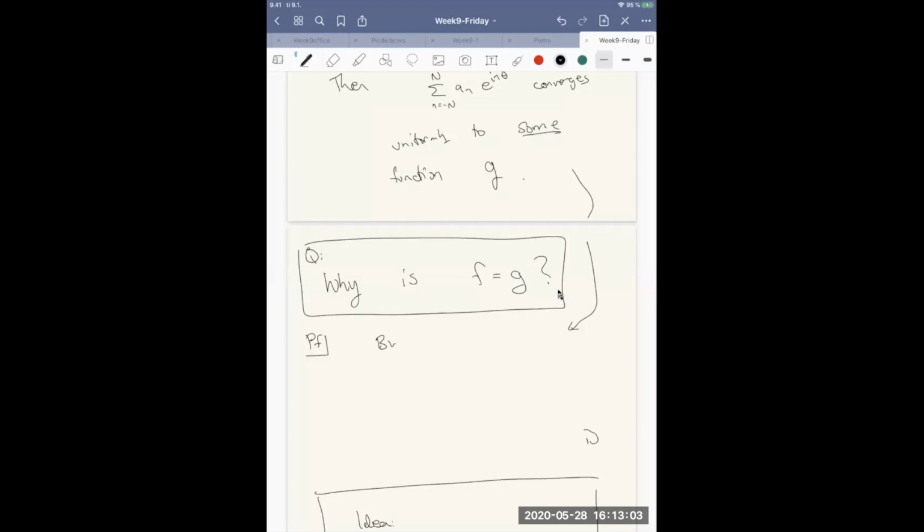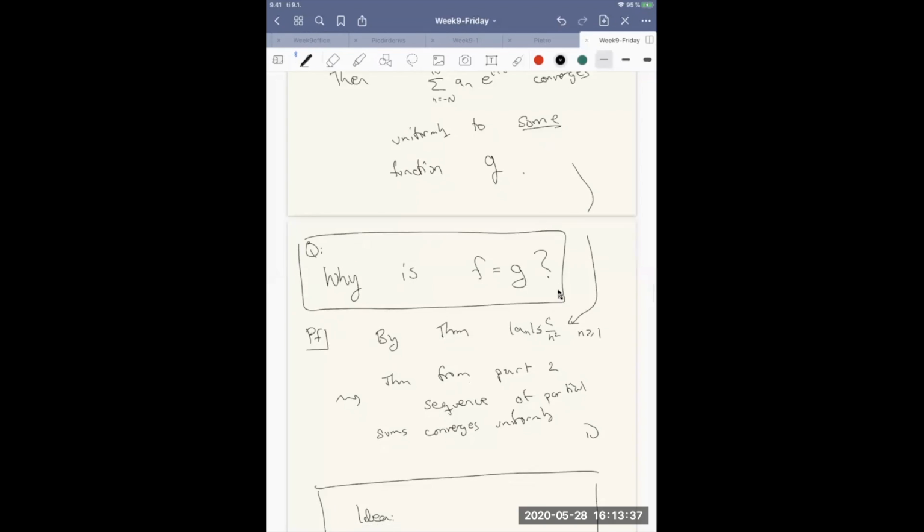Well, it's fairly short. By the theorem, we know that the coefficients are bounded by c over n squared when n is bigger than or equal to 1. The 0th term doesn't matter. Then by the theorem from part 2 of this Fourier series sequence, we get that the sequence of partial sums converges uniformly.